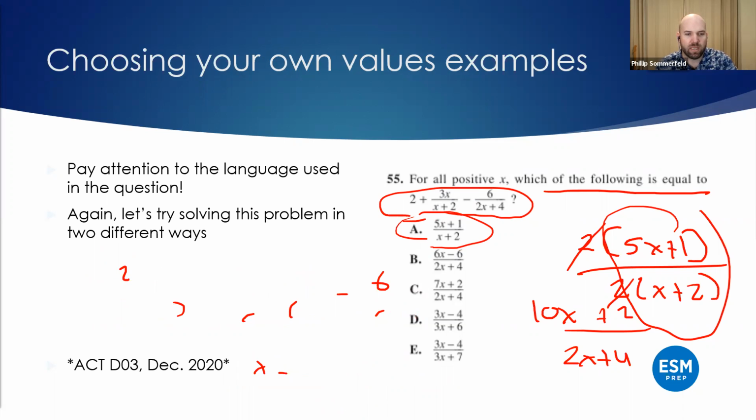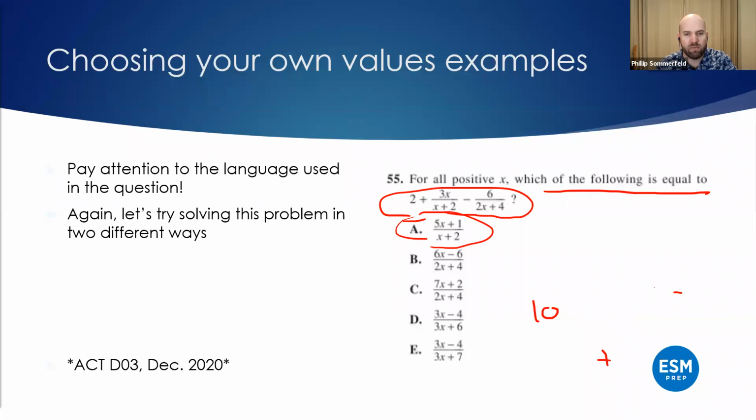So again, the idea here is, we're going to choose a value for x. In this case, there's only one variable, so it's relatively straightforward. And we're going to evaluate the initial expression and see what we get. So there's definitely a couple of things you have to keep in mind.